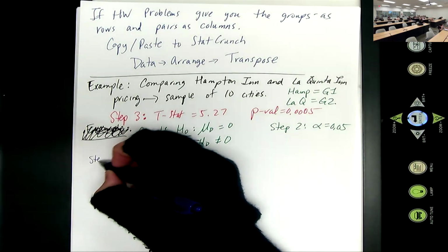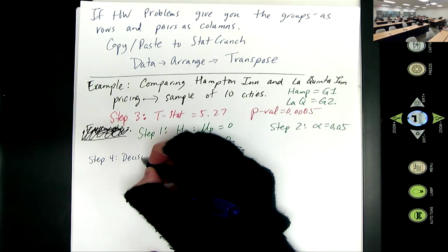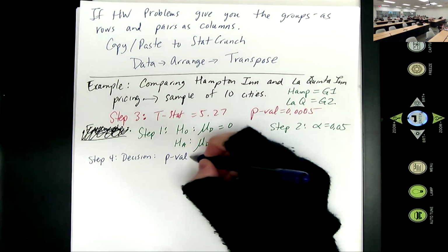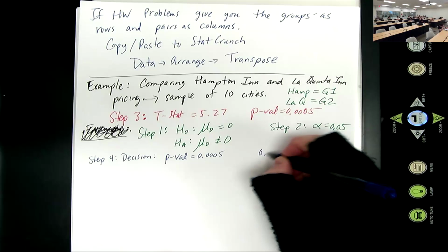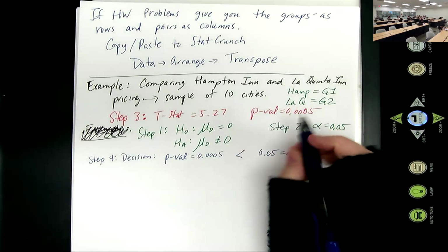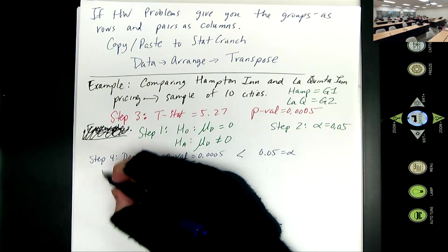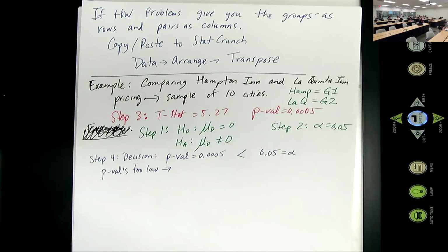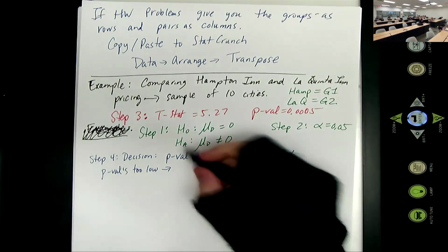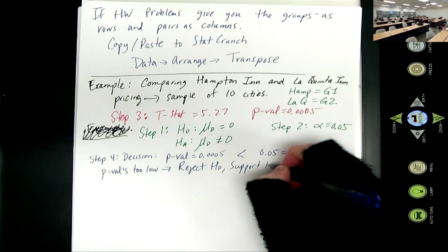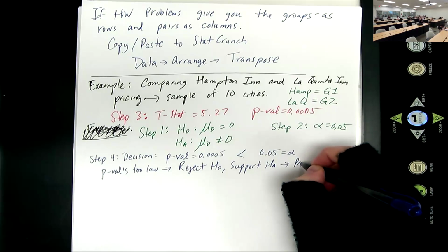Step 4 is decision time. How do I make the decision? We want to compare the p-value to the level of alpha. Which one of these is larger? Alpha is bigger than the p-value, so the p-value is less than alpha. The p-value's too low. What do we do when the p-value's too low? Reject what? Reject H naught, and we support HA. And HA is they were priced differently.